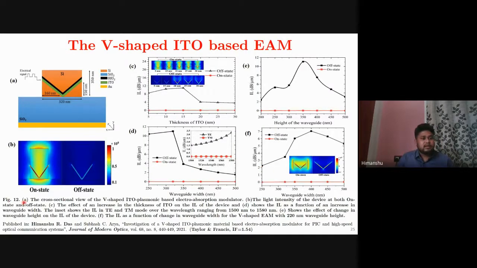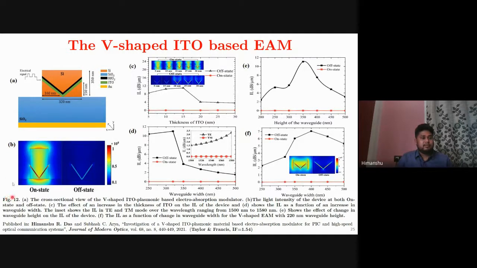Now coming to the third contributory chapter, which is the V-shape ITO based electro-absorption modulator. Here figure 12a shows the cross-sectional view of the device. We have placed the plasmonic and the dielectric layer in a V-shaped fashion, therefore the name V-shape ITO based EM is given. Here we have taken two different heights, 350 nanometer and 220 nanometer, and while keeping these heights, we have observed the performance metrics and evaluated their performances against other plasmonic material-based devices.